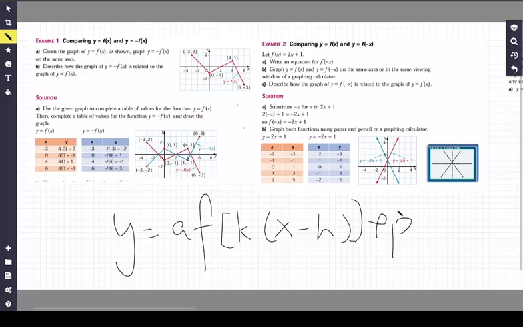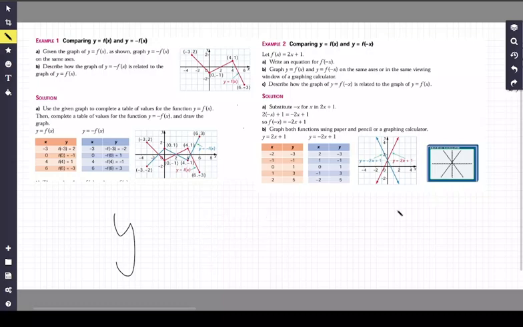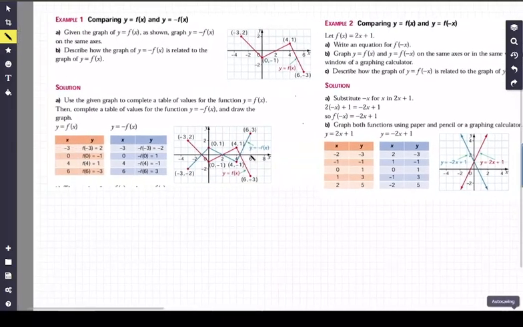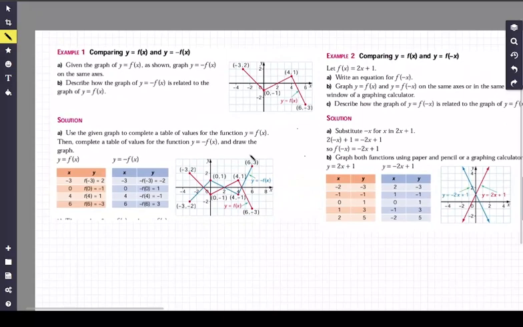And in this video we're going to see how it plays out, because we're finally going to be able to see the components of this. So, given a graph of f of x, graph negative f of x on the same axis, and describe how negative f of x is related to f of x.